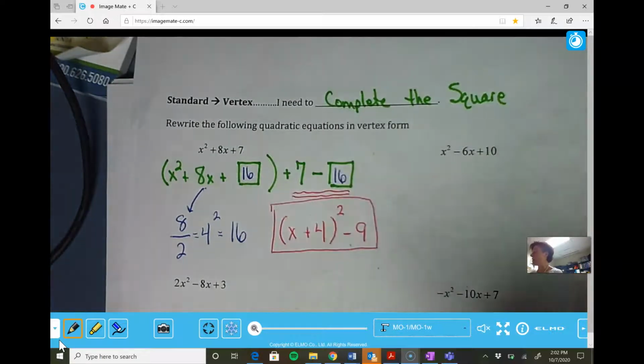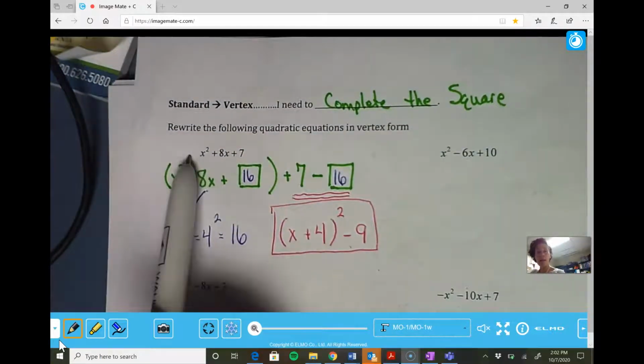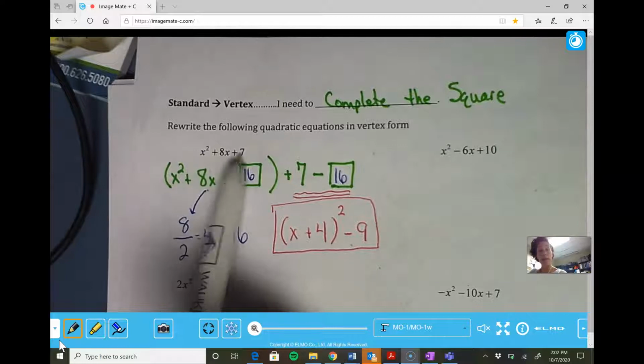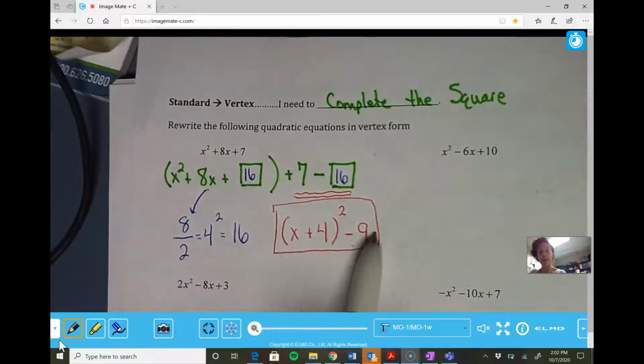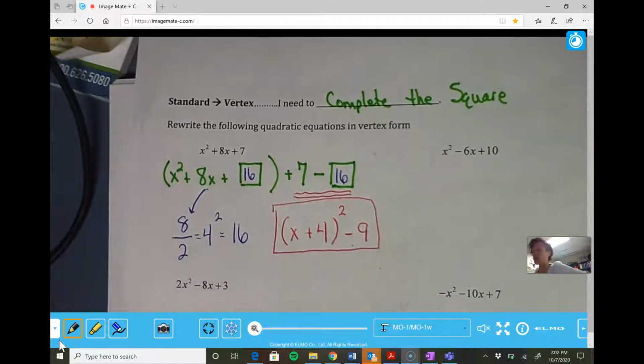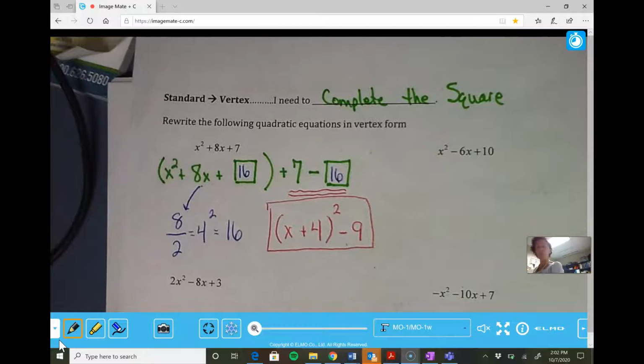And again, if you want to check to see if your answer is right, just go to your y equals button on your calculator, type this one in, go to a different y equals and type this one in. And when you hit zoom 6 for graph, you should see only one shape because these are the same graph. They just look different, but they're equivalent to each other.